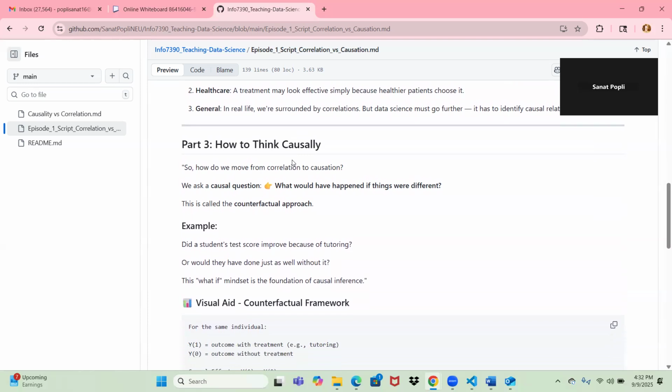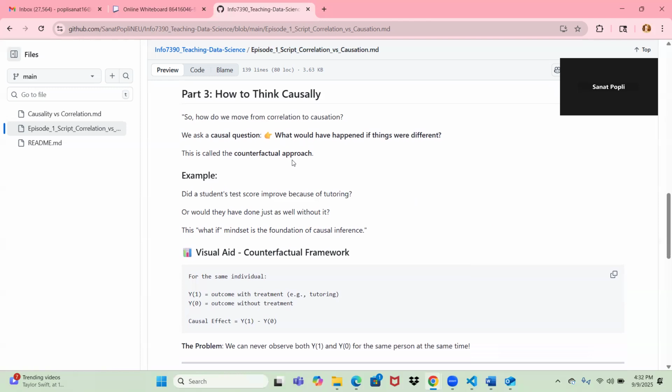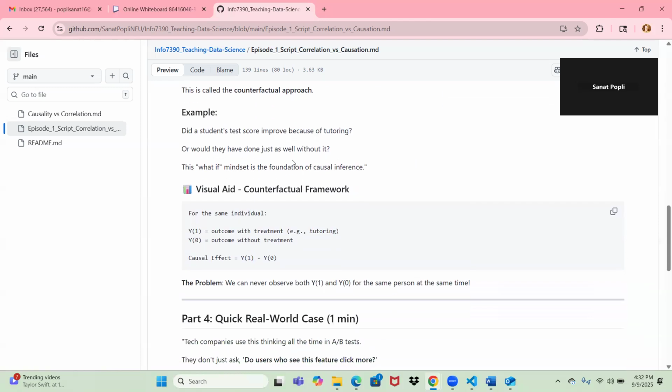Let's talk about how to think causally. So, how do we move from correlation to causation? We ask a causal question. What would have happened if things were different? This is called the counterfactual approach. For example, did a student's test score improve because of tutoring, or would they have done just as well without it? This what-if mindset is the foundation of causal inference.